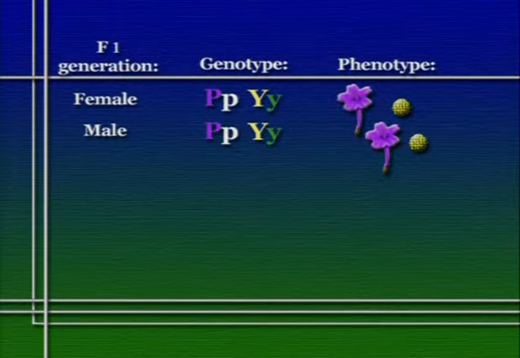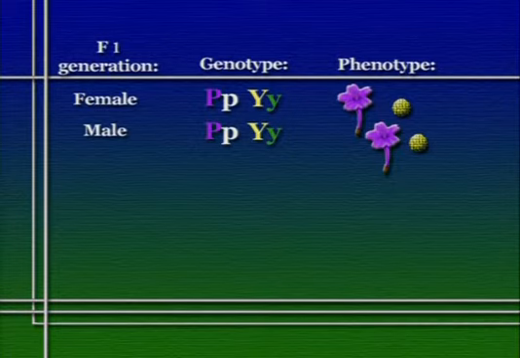For example, we know that each F1 individual has one big P allele that it inherited from one parent and one big Y allele that it inherited from the same parent, the mother in our example, and each has a little p allele and a little y allele that it inherited from its other parent, the father in this example.